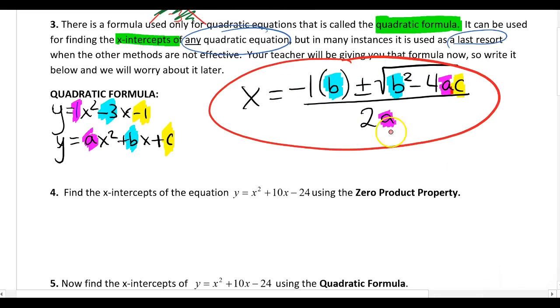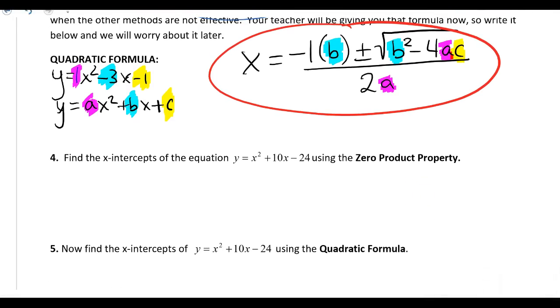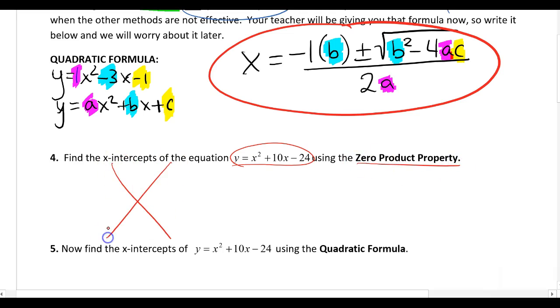Okay, so now we're going to use this formula. Negative 1 times B plus and minus the square root of B squared minus 4 times A times C, divided by 2 times A. So let's see how we use that. Let's go to the next one: y equals x squared plus 10x minus 24. And it says use the zero product property. Well, that means do this. Use our x. 24 over 10. Two numbers are 12 and 2. And we have to subtract them, so the 2 has to be negative.